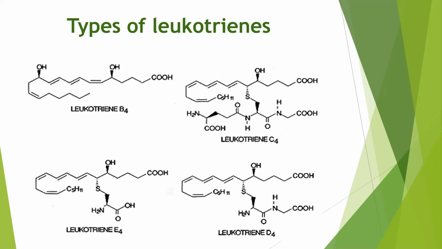Types of leukotrienes. The first type is leukotriene B4, then leukotriene C4, leukotriene D4, and leukotriene E4. These are the types of leukotrienes.